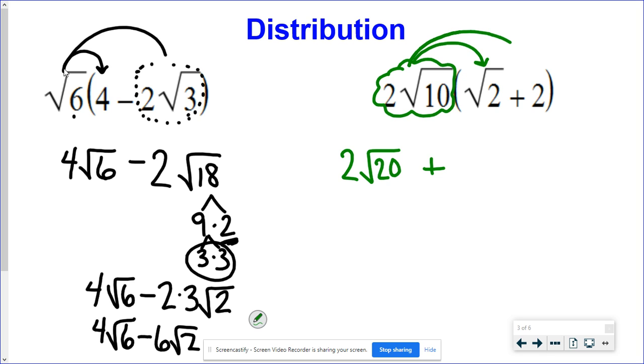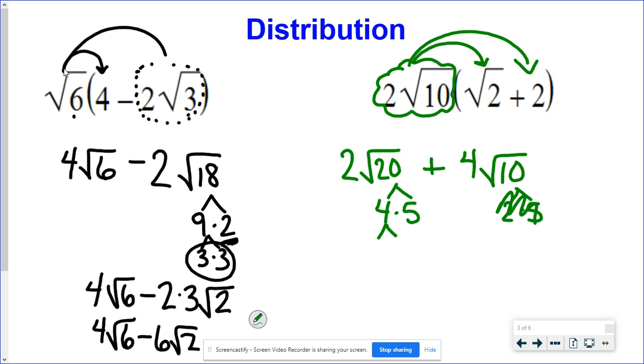Plus, when I multiply this, now I had a 2 on the outside from the first part, and a 2, just a regular 2 actually in the parentheses. So it's going to be a 4 rad 10. Rad 10 doesn't simplify. That's a 2 and a 5. There's no pairs there, right? You can certainly try it, but you get to here and nothing works. So that didn't help us at all. 20 though, I can go 4 times 5.